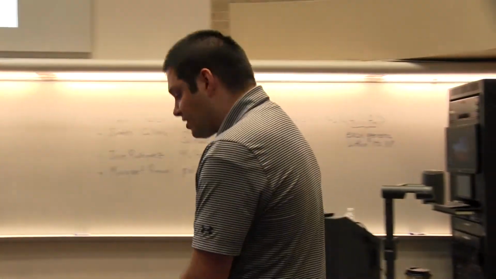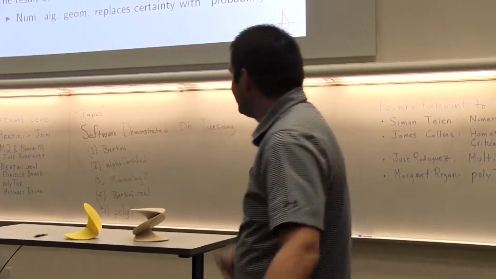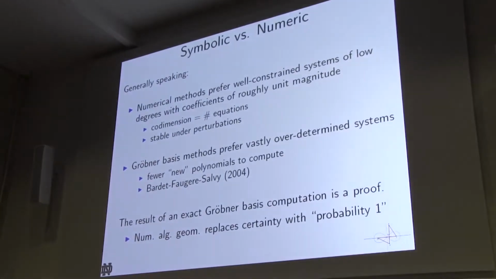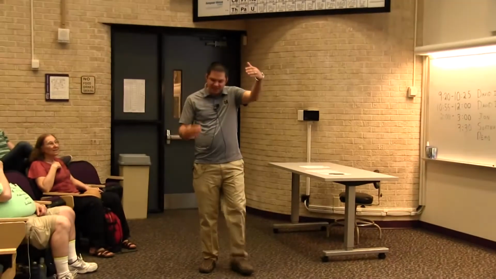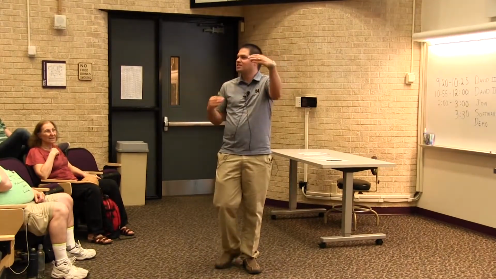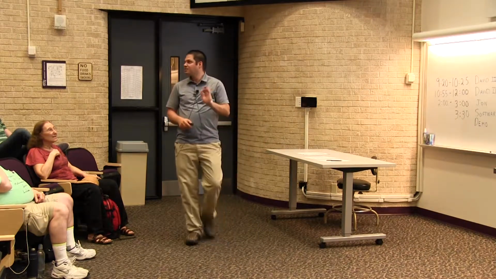Gröbner basis methods, on the other hand, again, generally speaking, prefer vastly overdetermined systems. And the reason for that is once you have a lot of the equations already, you don't need many more to get a Gröbner basis. You may already have enough for the Gröbner basis. So Gröbner basis methods, as we learned yesterday, are doubly exponential. But if you can give me more and more polynomials, they actually turn into polynomial time algorithms. And so if you can find lots of polynomials that vanish, vastly overdetermined, Gröbner basis methods are great.